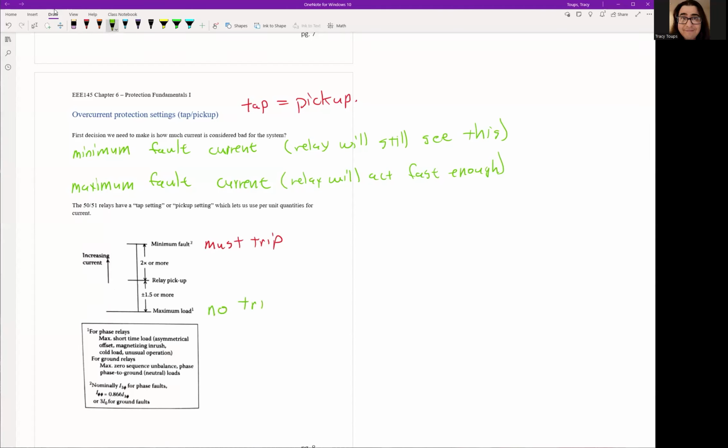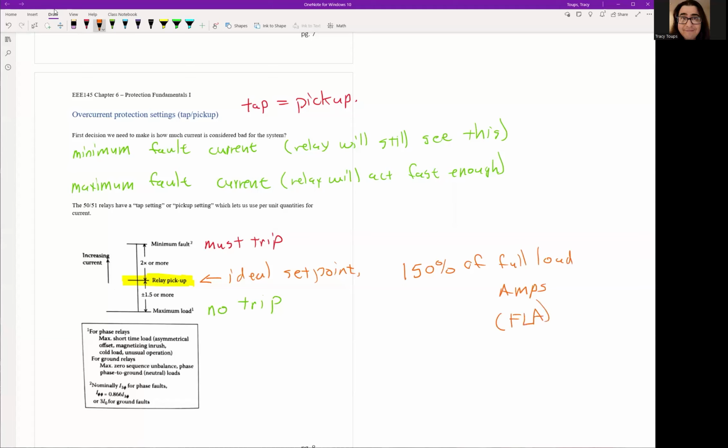Okay. So there's kind of a middle ground here. So make sure we're above maximum load, but below this minimum fault current. And this middle ground is where the relay pickup should be set. Okay. The general rule of thumb, as you can see, this is your ideal set point. It should be 150% of full load amps. Okay. You might see it called FLA, full load amps.